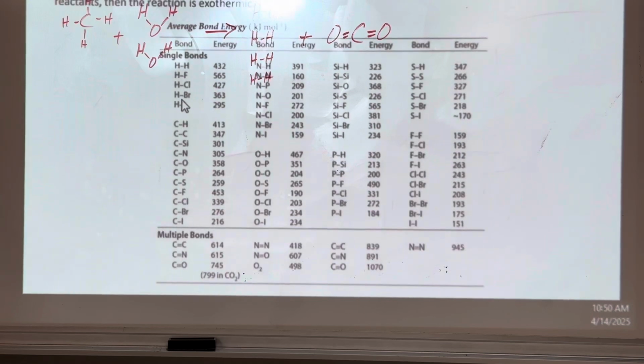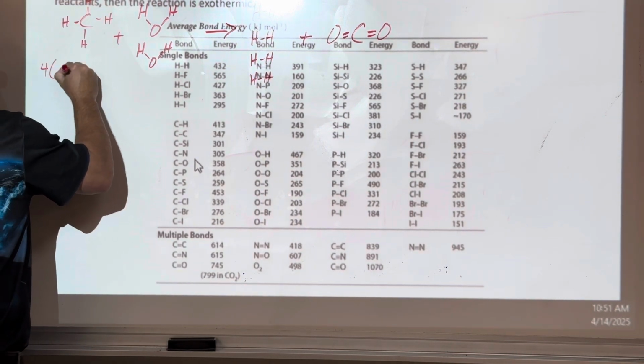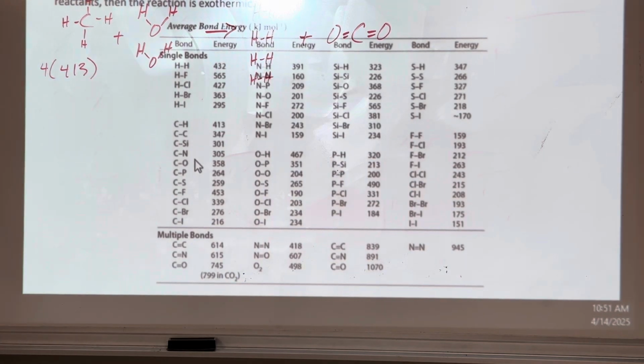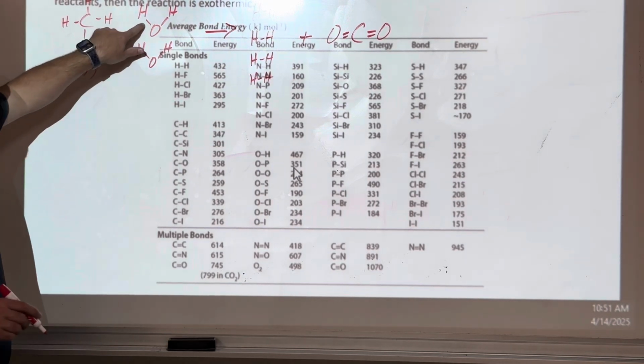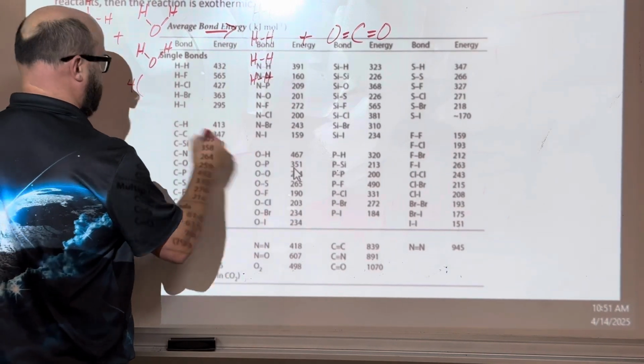What is a carbon to hydrogen bond worth? 413. So I'm going to say there's 4 of those bonds. So 4 times 413. What about oxygen to hydrogen? Right here, 467. And there's 4 of those as well. So 1, 2, 3, 4. 4 times 467.